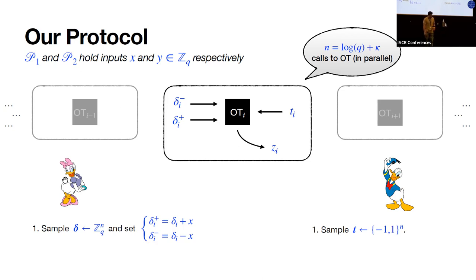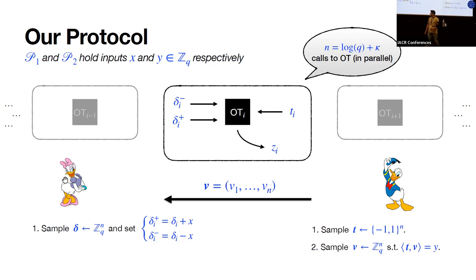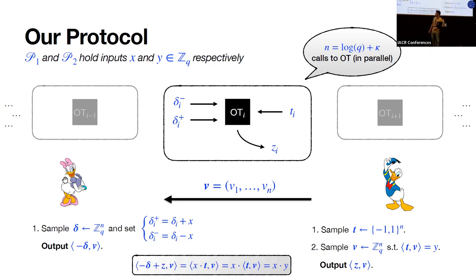Good. So in the second phase of the protocol, P2 samples a random vector V such that the inner product of T and V is equal to its input, and it sends that vector to P1. At this point, the protocol concludes, and the parties output the following. P1 outputs the inner product of delta and V, so the randomness it sampled and the vector it received. And P2 outputs the inner product of Z and V, so the output from the OT and the vector it sampled locally. The sum of the outputs gives you the desired result because of the following calculation. Z minus delta is equal to X times T. The X comes out of the inner product, and T inner product with V is equal to the input Y.